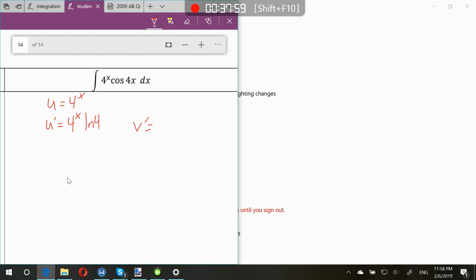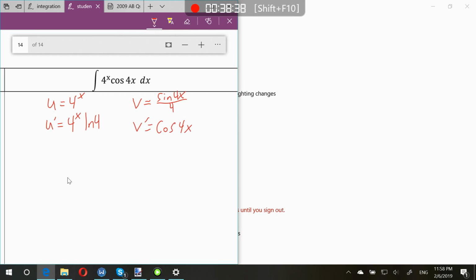Okay, then my v prime is the cosine of 4x. So if I integrate the cosine of 4x, what will I get? Negative sine 4x divided by 4. Okay, really close. I want to know what I would have to derive in order to get the cosine of 4x. So this will actually end up being a positive sign. Positive sine of 4x divided by 4.